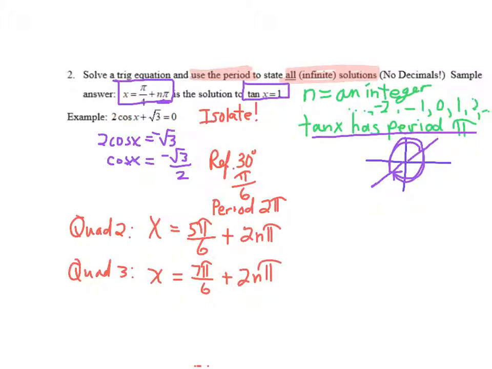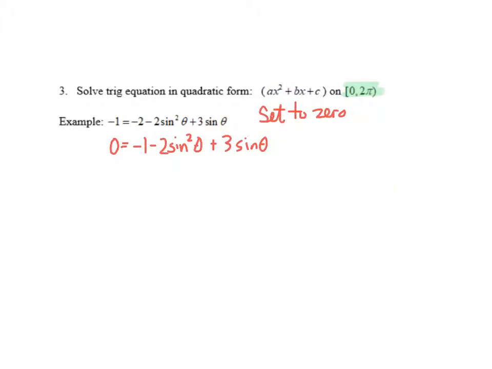Now you might say, why do we write 2n pi? Why not write n 2 pi? As long as you have the 2 in there, it doesn't matter where you put it really. But we just want to be sure that you know that to get to quadrant 2 from 5 pi over 6, you are going to go around 2 pi n times. The remainder of the problems we'll be solving on 0 to 2 pi.